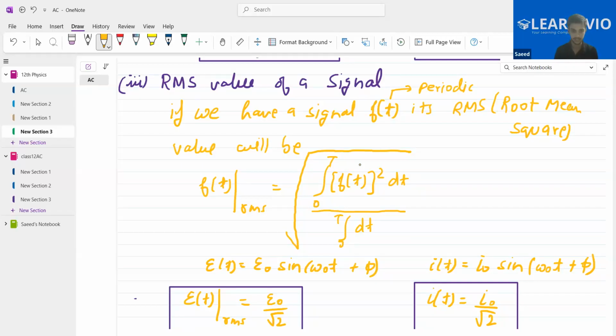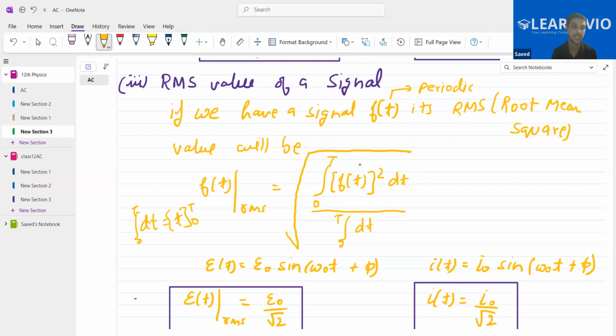Do you remember this? The integral of dt is nothing but t, integrating from 0 to T. This is the same thing, so you can solve it here. After replacing sine square omega t, how can you integrate the sine square? Can you integrate it directly? No, you need to apply a trigonometric formula here.